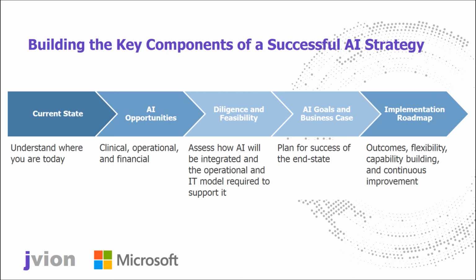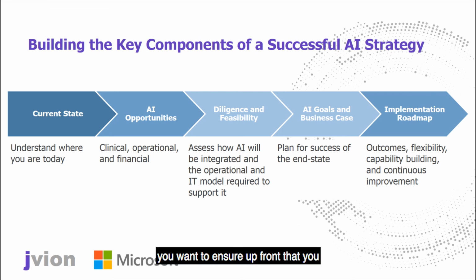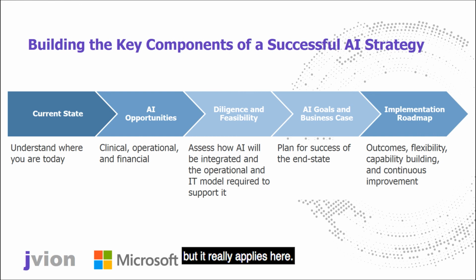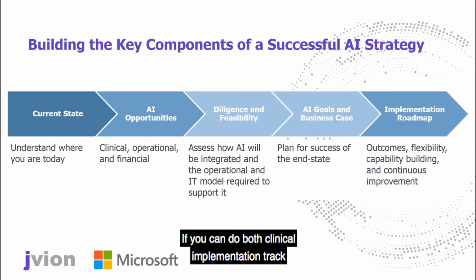When we get to the AI goals and business case, you want to ensure upfront that you define the objectives for success, what your ROI targets are going to be. You want to, again, think ahead with the end in mind. Planning with the end in mind is a trite phrase, but it really applies here. And then lastly, the implementation roadmap.